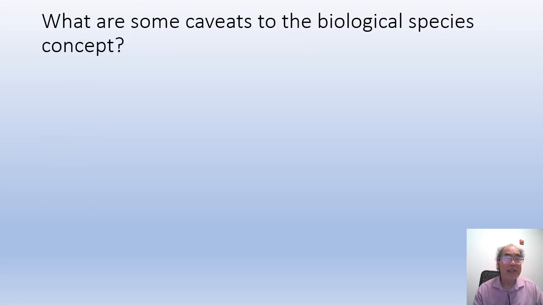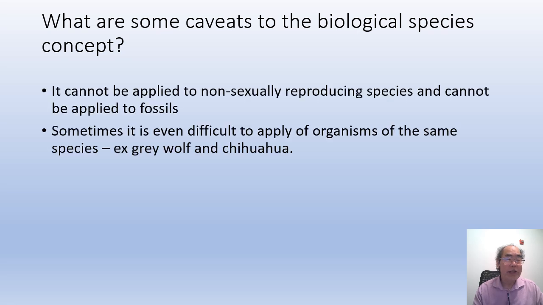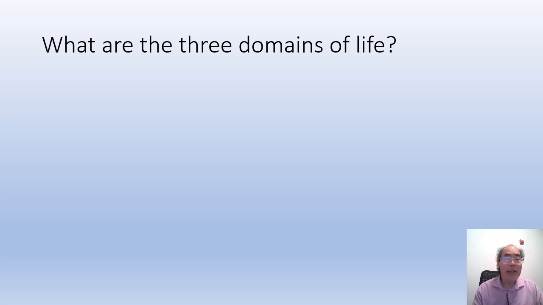What are some caveats to the biological species concept? Please answer. The correct answer is it cannot be applied to non-sexually reproducing species and cannot be applied to fossils. Sometimes it is even difficult to apply to organisms of the same species. For example, it's nearly impossible to mate a gray wolf with a chihuahua and get an offspring, even though that's the same species.